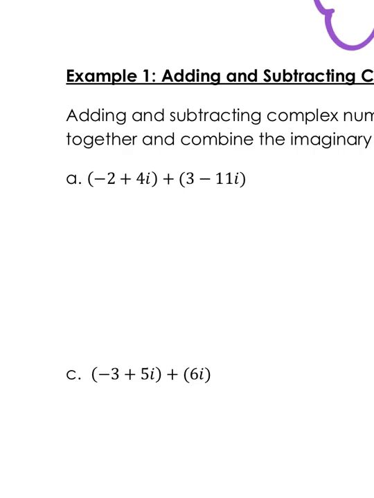So we're going to look at our real numbers. So -2 and 3. I'm going to add those together. -2 plus 3 gives me 1. Then I'm going to look at my imaginary numbers. I've got +4 and -11, which gives me -7i.